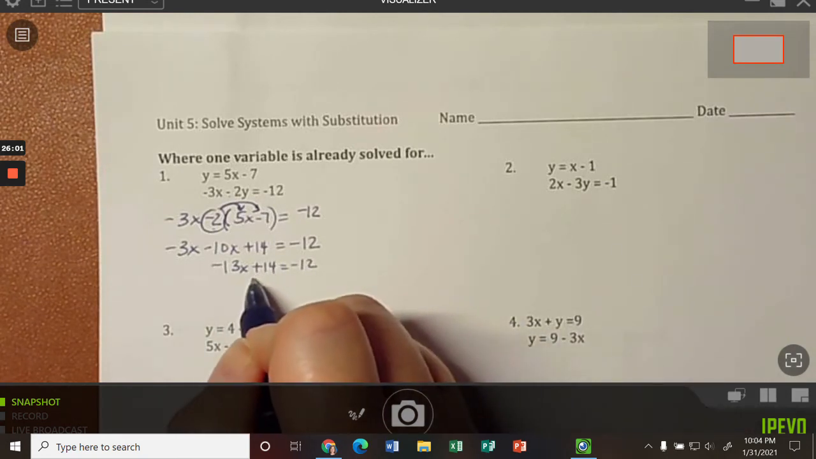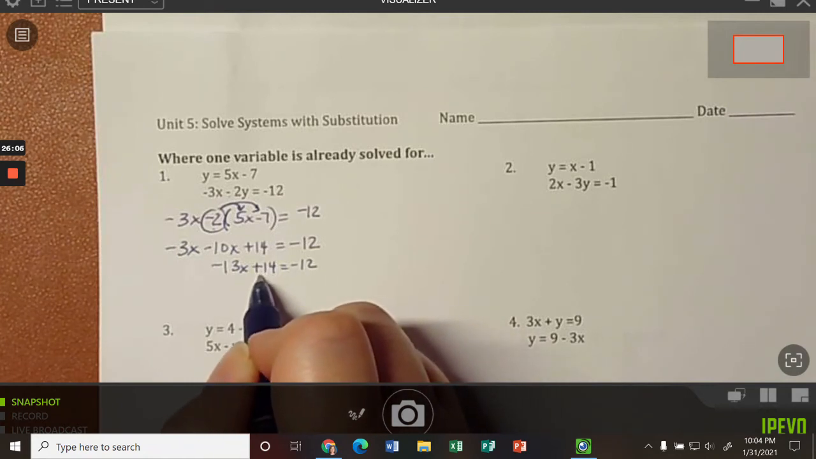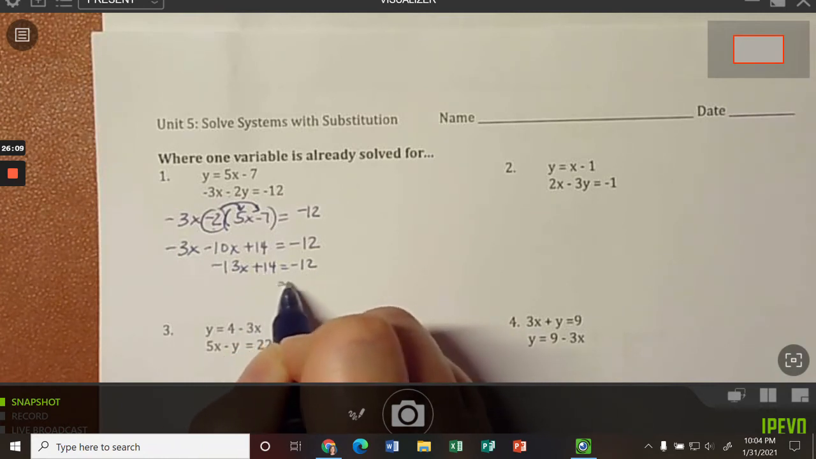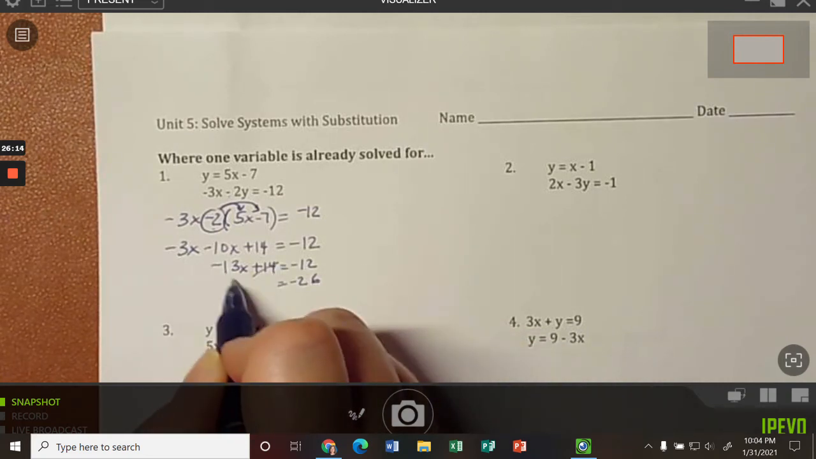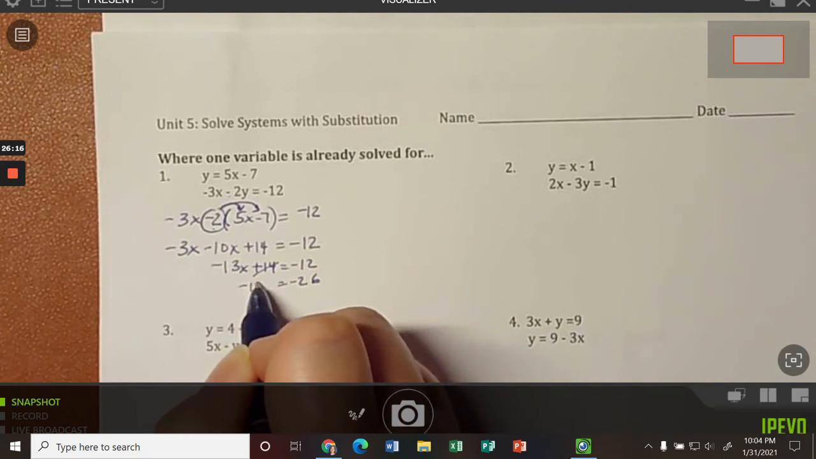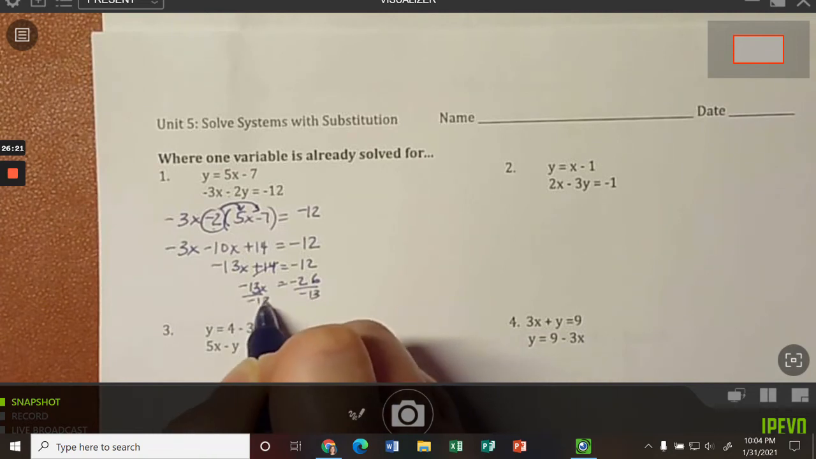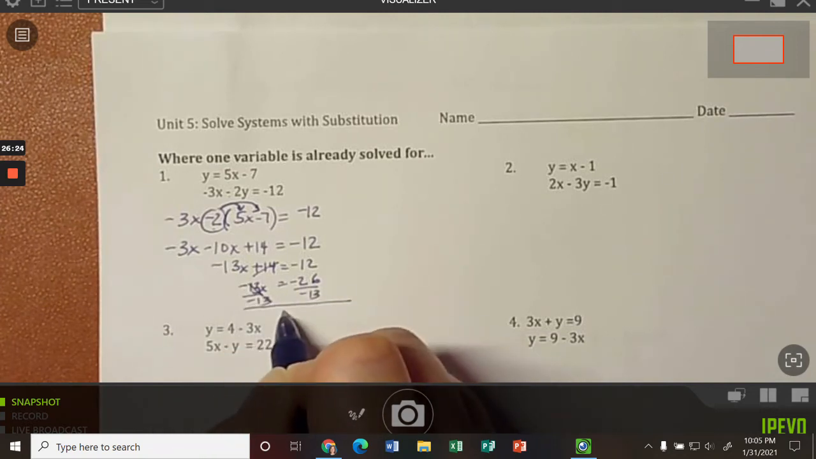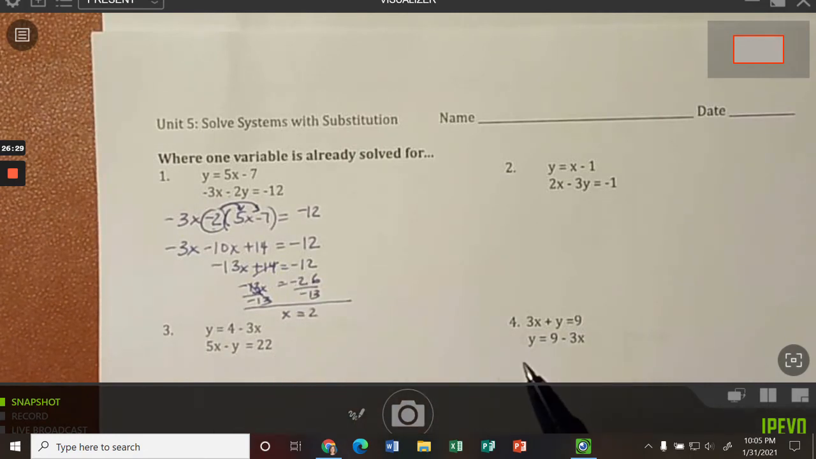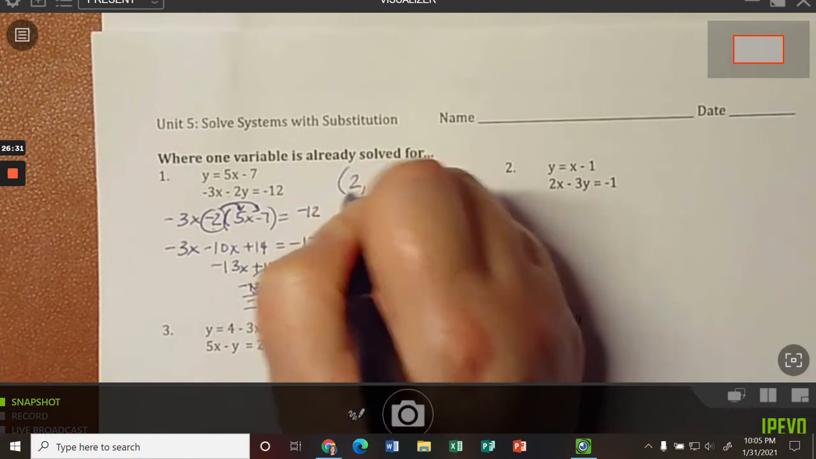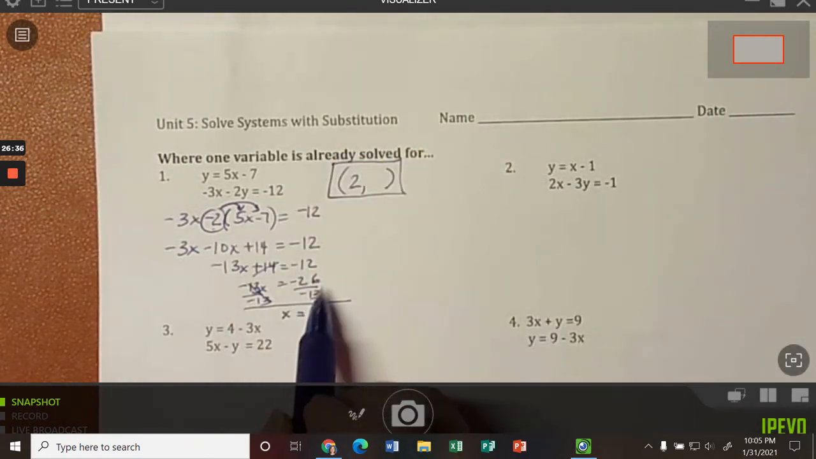Okay, then I'll subtract 14 from each side. I'm running out of space here, so I'm just going to go ahead and do that in my head. Subtract 14, I'm going to end up with -26 and 0. Then I'm going to bring down the -13x, divide each side by -13 to get x equals positive 2, because a negative divided by a negative is a positive. Okay, so I know that my x value is 2.